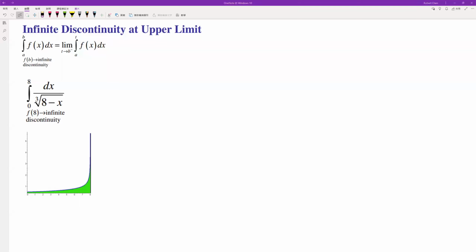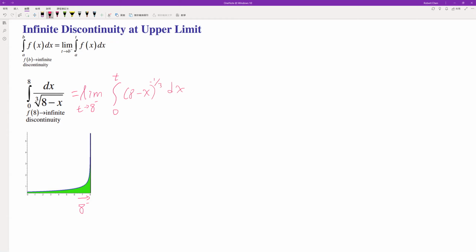All right, next we're looking at discontinuity at the upper limit. Okay, so similar to our last one, but now the infinity is at 8, which is our upper limit. So we'll do the same thing, just with a little change. So now the discontinuity is at the upper bound. So we are actually approaching 8 from the left-hand side, right? So we have to do 8 with a negative sign like that. Okay, so limit as t approaching 8 from the left, integral of 0 to t, 8 minus x to the power of negative 1/3 dx.